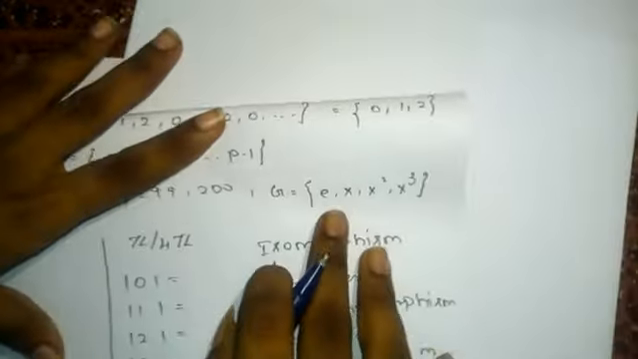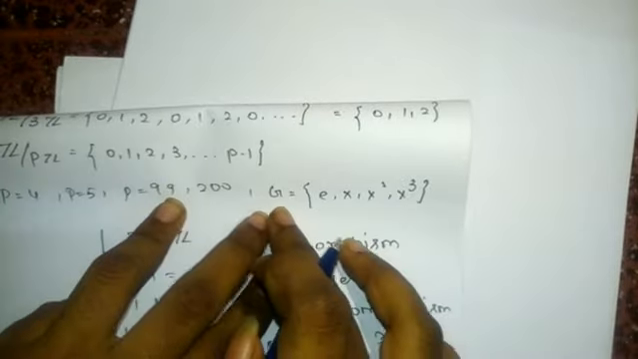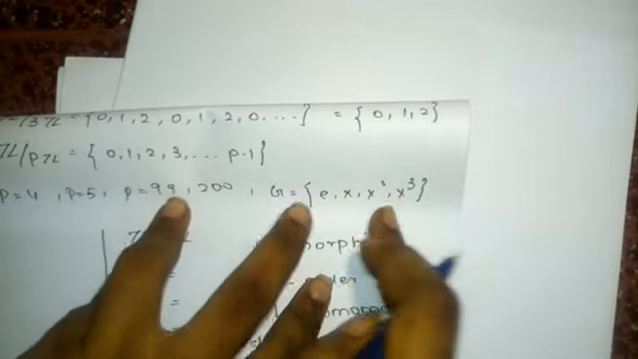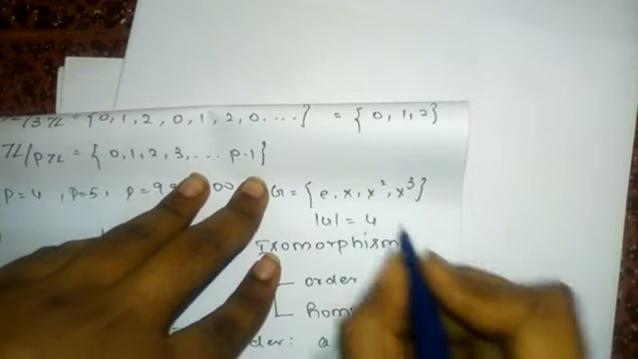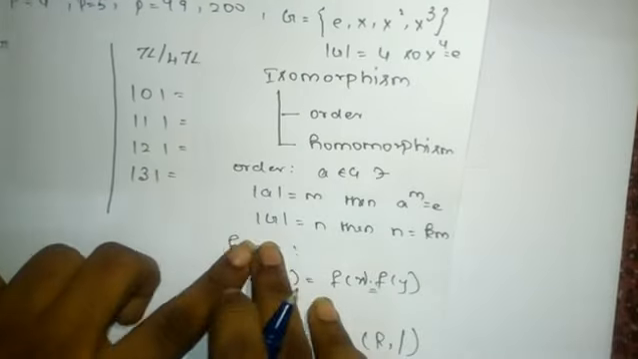And since G consists of e, x, x square and x cube, now we will see how we are going to find the order of this set, and I have already said the order of G is 4. So x power 4 is equal to e, as we have seen here.